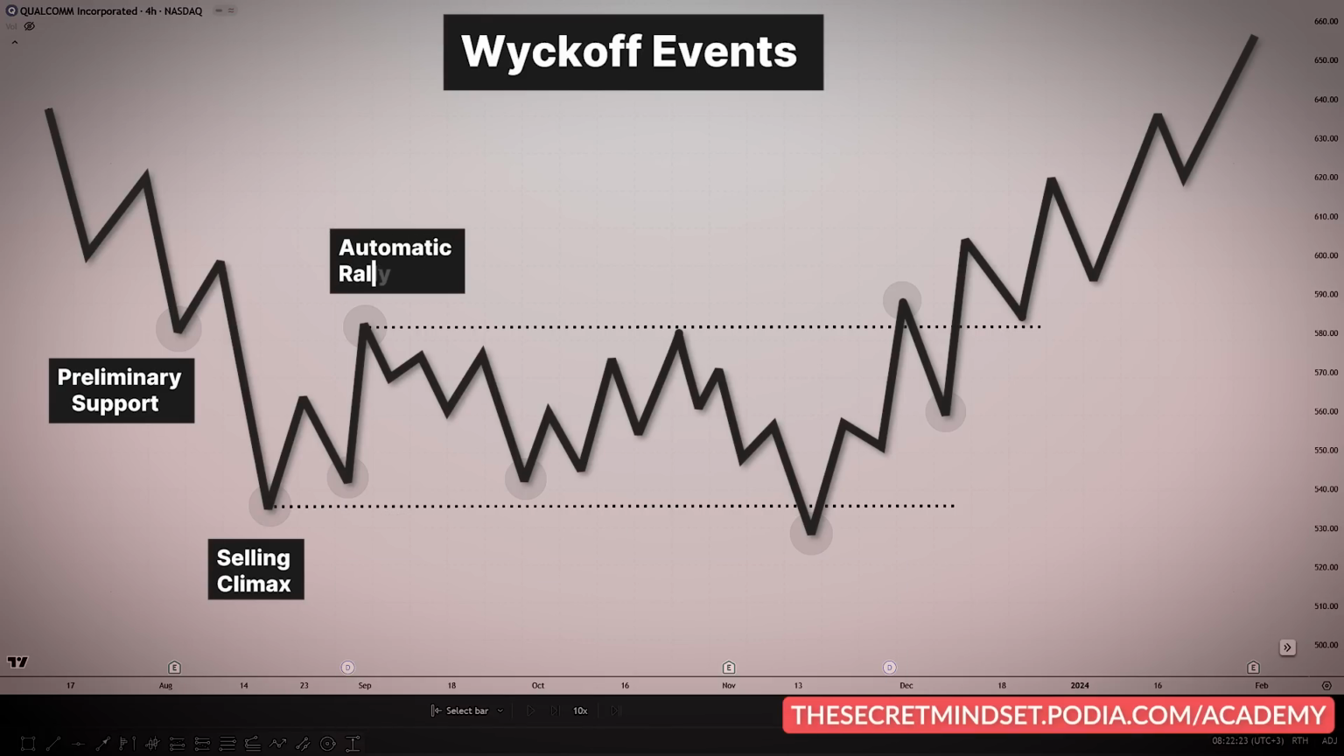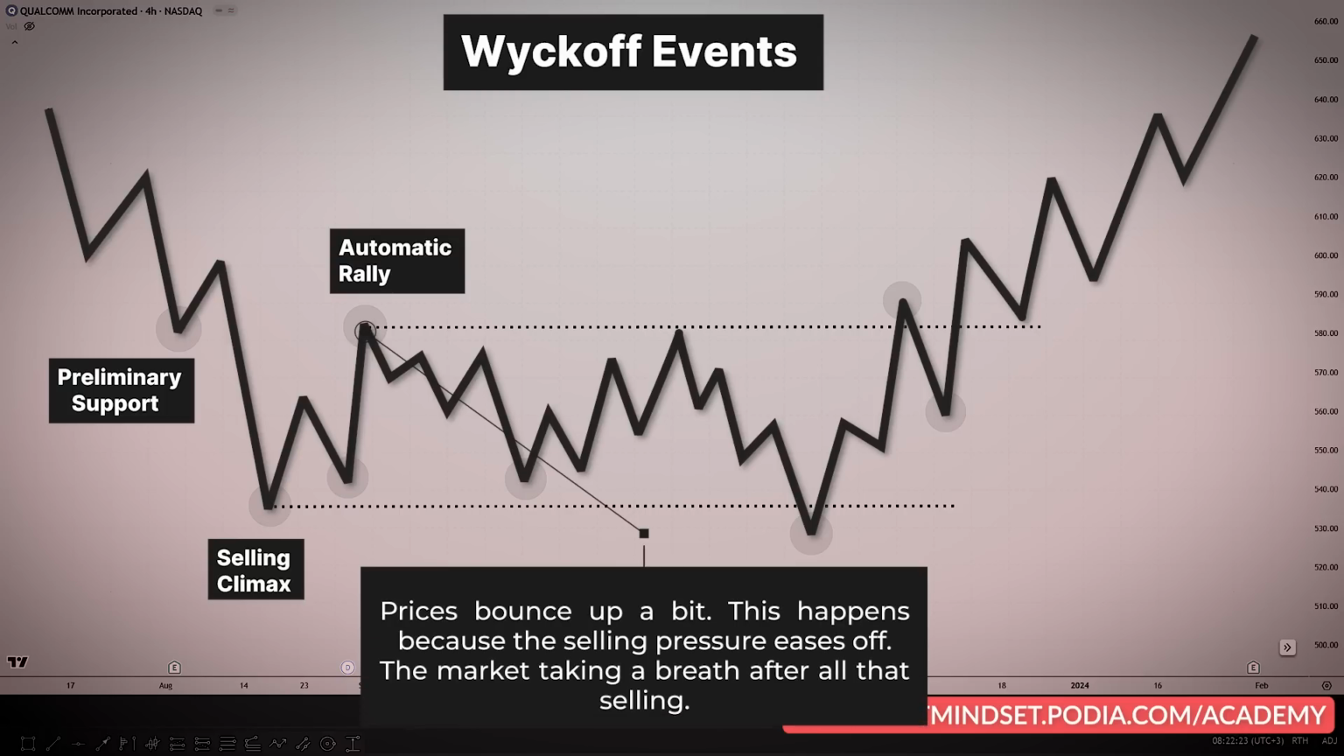After the selling climax, we see an automatic rally. Prices bounce up a bit. This happens because the selling pressure eases off. It's like the market taking a breath after all that selling.